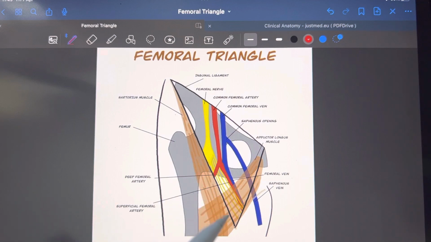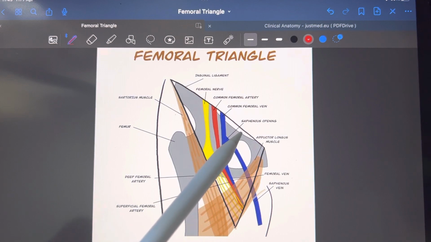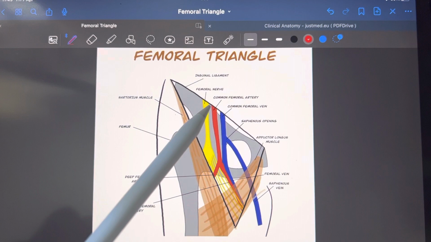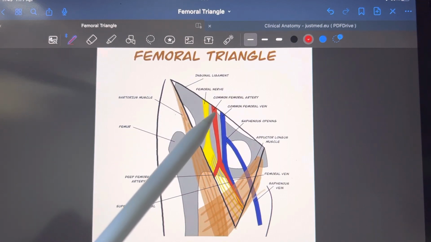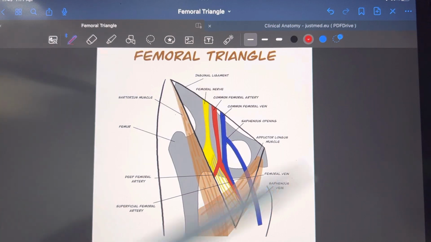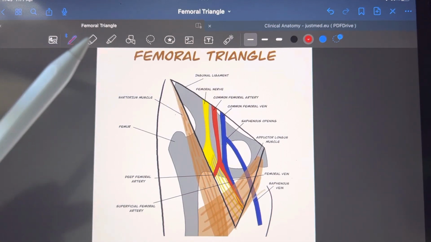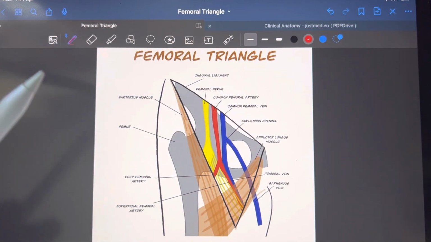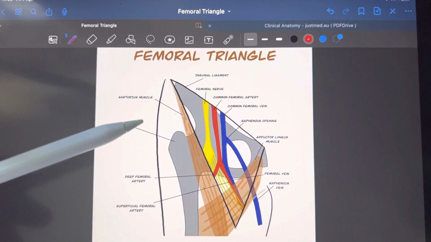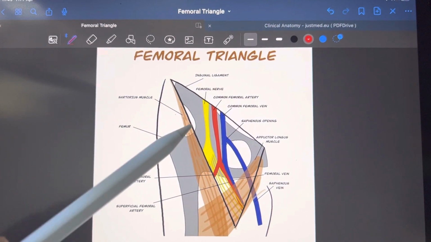The base of the femoral triangle is made by three muscles. So on the medial aspect, you find the pectineus, followed by the tendon of the psoas muscle, and laterally you find the iliacus muscle. The roof of the femoral triangle is made by the skin and subcutaneous tissue. So those are the borders that make up the femoral triangle. So now I'm going to talk a little bit about the contents.